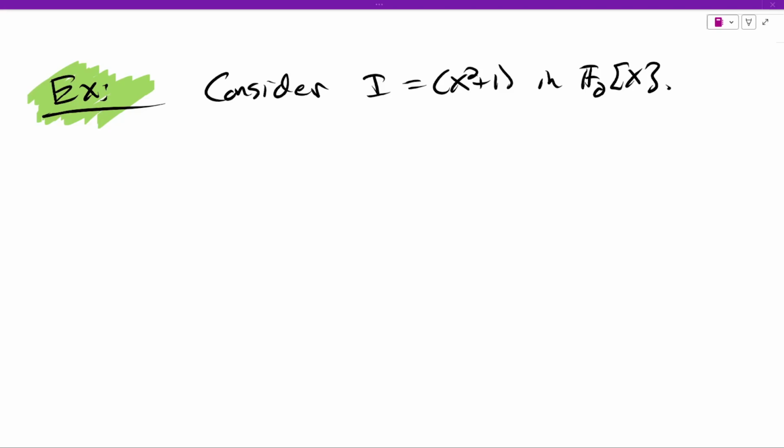Okay, so we are going to look at a specific ring. We're going to look at the ring of polynomials over F2, so the coefficients are 0 and 1. And we're going to look at the ideal generated by x squared plus 1 in F2 adjoin x. And we are going to try to understand the arithmetic of the quotient ring. Okay. So let's do exactly that.